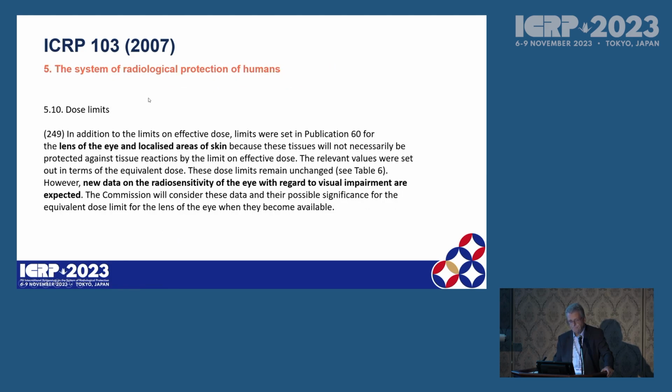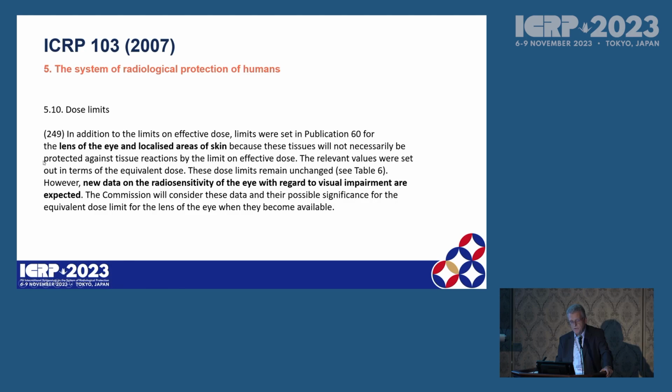That's in the annex. Then, of course, they also address the setting of dose limits for deterministic effects. They say in chapter 5, in the subchapter about dose limits, that in addition to the limits on effective dose, you remember effective dose is something reflecting stochastic effects, cancer induction in particular, but also to some minor extent hereditary effects. In addition to these limits on effective dose, limits were set in Publication 60 for the lens of the eye and localized areas of skin, because these tissues will not necessarily be protected against tissue reactions by the limit on effective dose. So we have to have additional limits to prevent these deterministic effects.